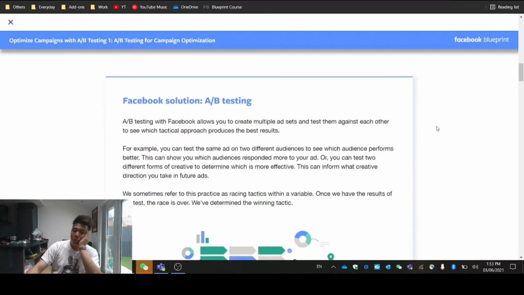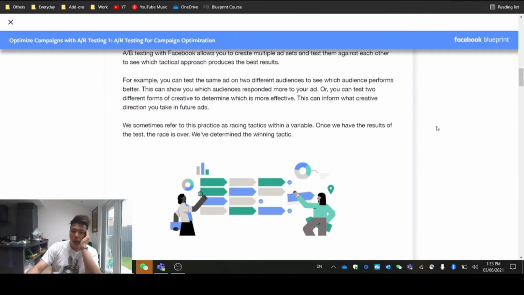It allows you to create multiple ad sets and test them against each other to see which tactical approach produced the best results. For example, you can test the same ad on two different audiences to see which audience performs better. This can show you which audience responds more to your ad. Or you can test two different forms of creative to determine which is more effective. This can inform what creative directions you take in future ads.